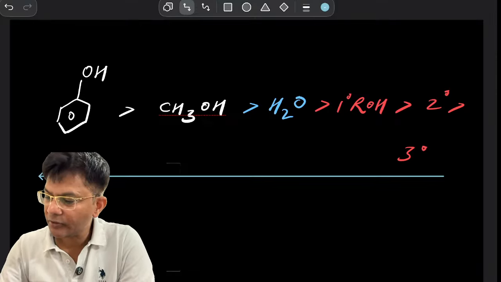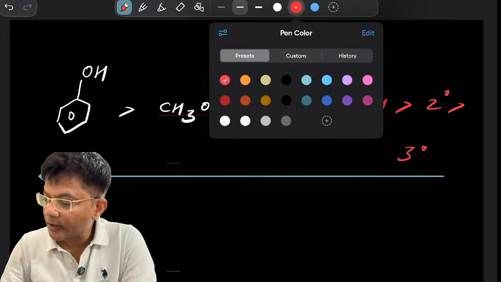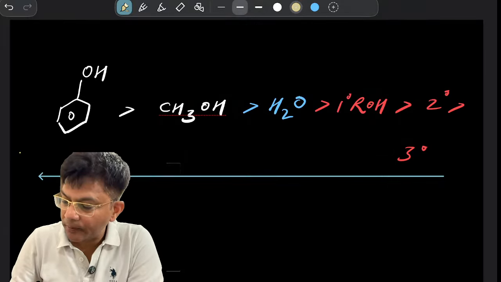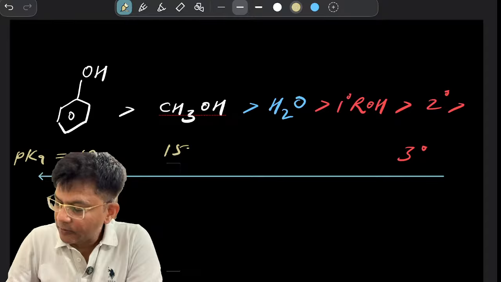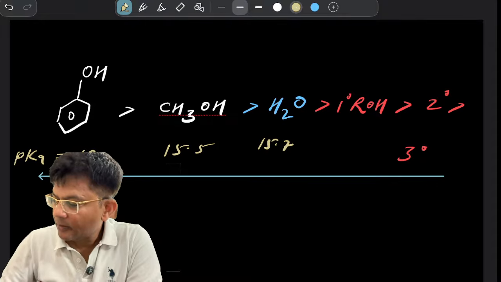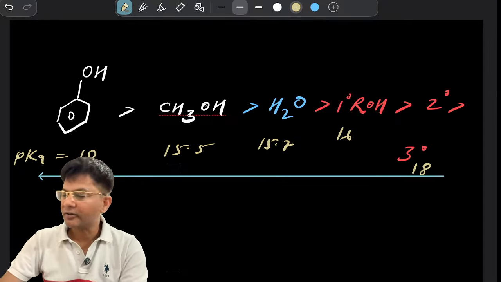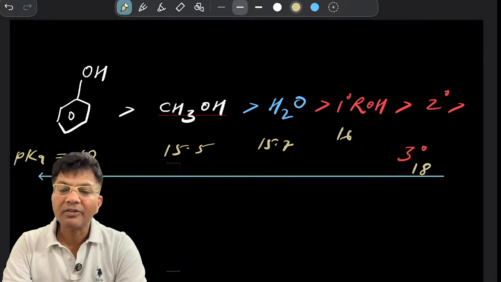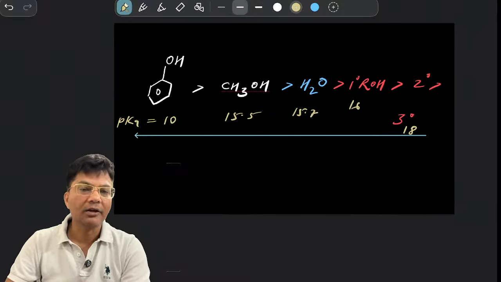Now, my dear students, if I talk about their pKa value, then you will understand. The pKa of phenol you can take to be 10, then 15.5, 15.7, 16, ranging to 18. Less is the pKa, more is the acidic strength. More is the pKa, more is the basic strength. I hope this much is very clear to all of you.